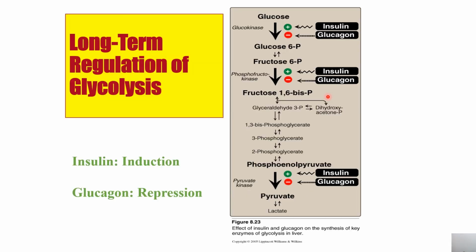Now, long term regulation of glycolysis. Giving insulin will be induction, giving glucagon will be repression. If you can see in the first step, glucose to glucose 6-phosphate, insulin is green plus, whereas glucagon is negative minus. In the next step also, increasing insulin will induce the process, whereas increasing glucagon will decrease it. The middle steps are fine, then at the end step also, increasing insulin acts as positive feedback, whereas increasing glucagon might not.